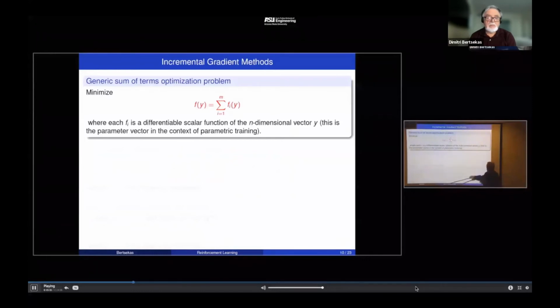So instead of looking at my specific regression problem, I'm going to look at the general problem of minimizing f of y. Y here corresponds to the parameters with respect to which I want to optimize. So y is the parameter vector in our context. And the cost function consists of the sum of a number of differentiable functions. And y is n-dimensional. Okay.